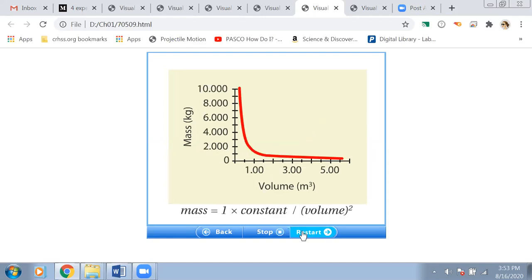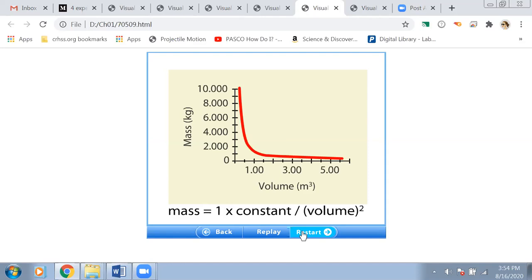This graph has a steep curve that approaches but does not touch the axis. This curve is characteristic of an inverse square. As one value increases, the other becomes smaller. That's an example of inverse proportionality. As one goes up, the other one goes down. So they're inversely proportional, if that always happens.